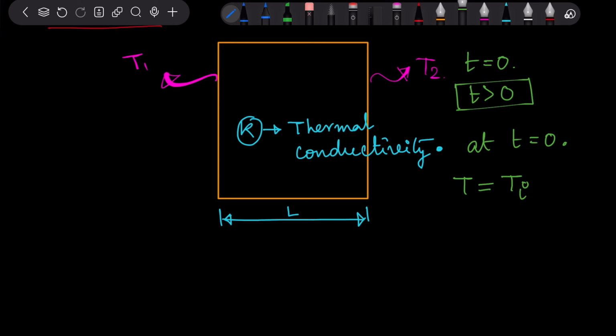If you start to heat up the body, maintaining some temperature at the two faces, it will not be heated up in the blink of an eye. That will not be the case. It will be heated up and attain a steady state temperature distribution after a particular amount of time. So we have to find the temperature distribution that is a function of space as well as a function of time. Clear?